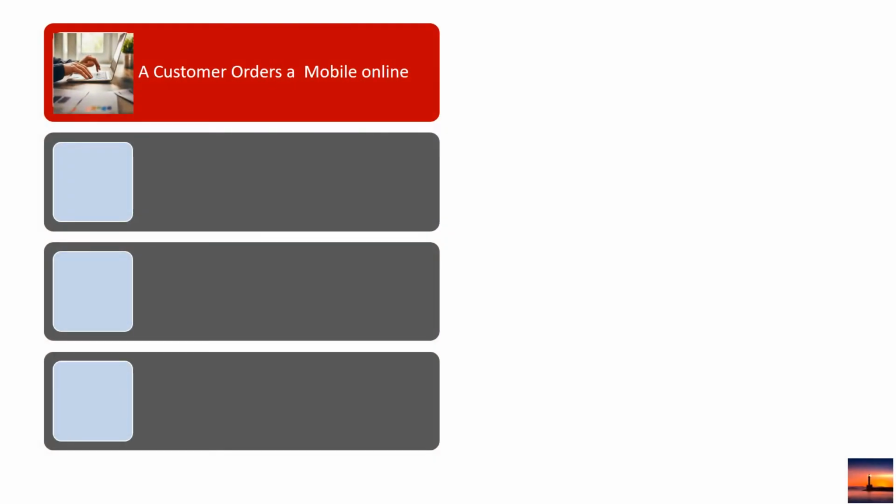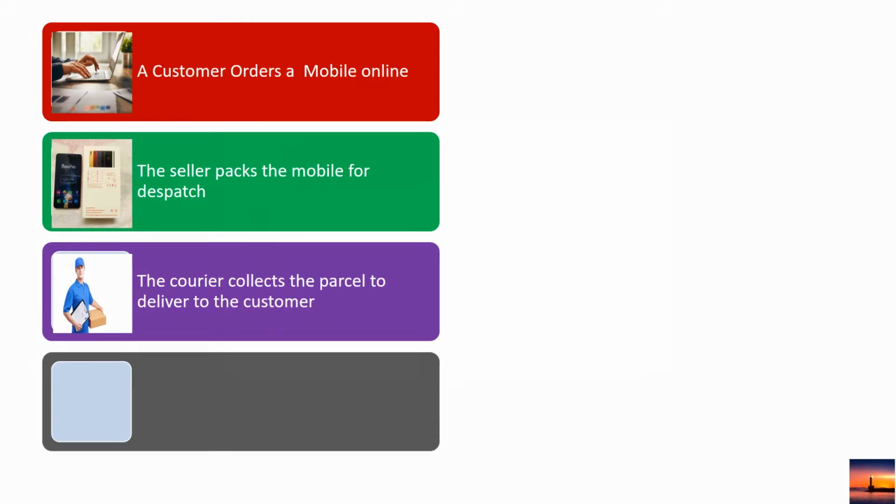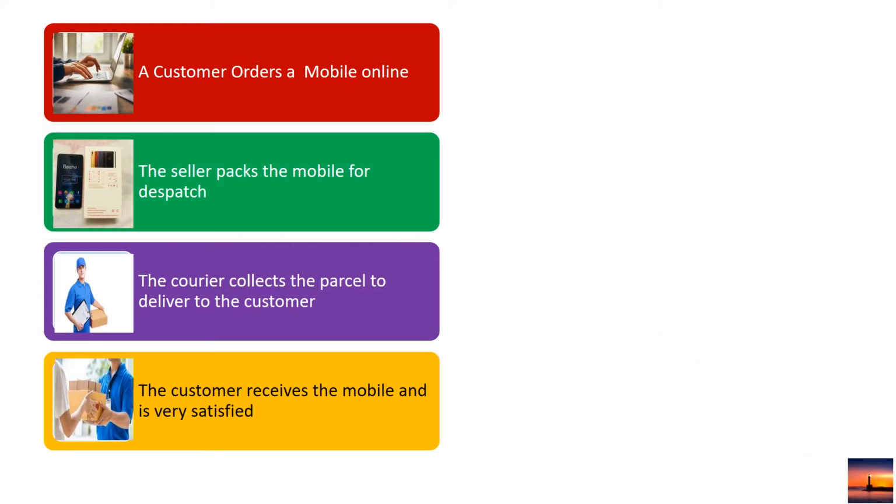Let us begin to understand some basics. Take for example, a customer orders a mobile phone online. The order is accepted and the customer gets confirmation that the mobile will be delivered on time. On the seller's end, the person in the stores comes to know that there is an order for a mobile phone. He packs the mobile phone for dispatch. The courier collects the parcel so as to deliver to the customer. Now it is outside the control of the seller. Once the mobile is delivered by the courier to the customer, it is received and the customer is very satisfied.